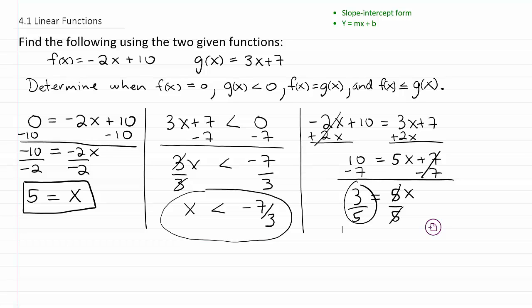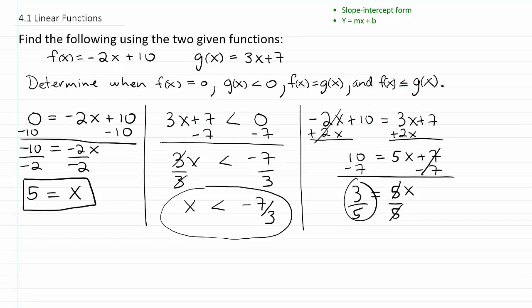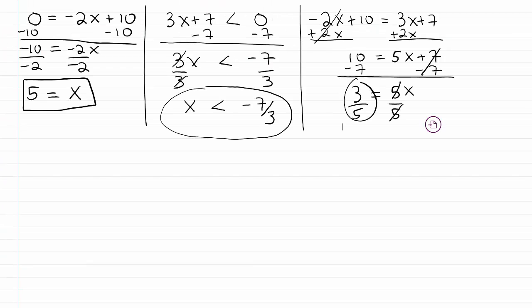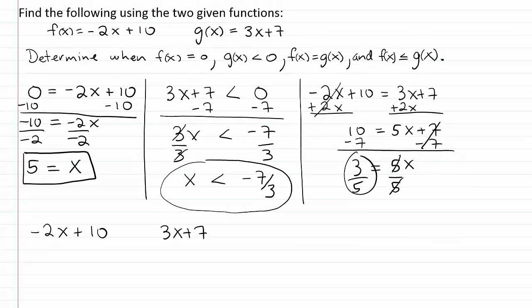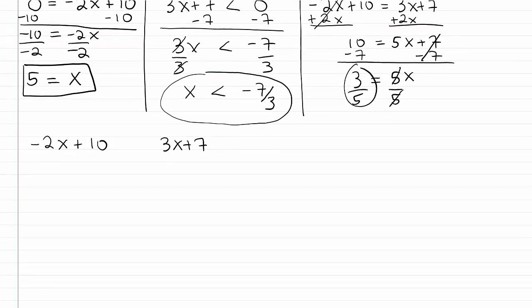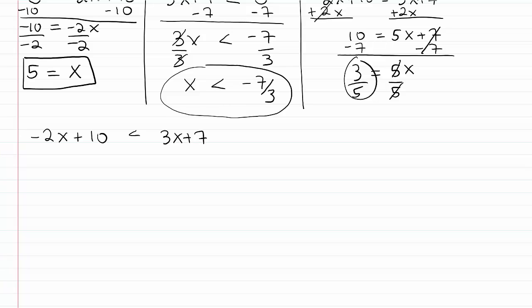And then we have one more to show, which is f of x being less than g of x. When is f of x less than g of x? Okay, so remember our f of x function was actually negative 2x plus 10, and our g of x function was 3x plus 7. Now they asked us in the last piece to show that f of x was less than or equal to g of x. So we'll put a less than or equal to between these two. And then we solve just as before.